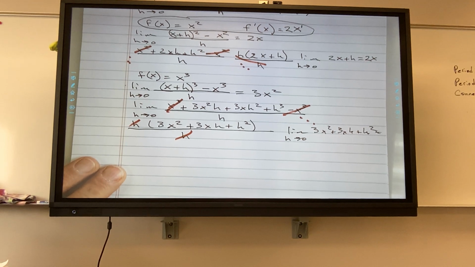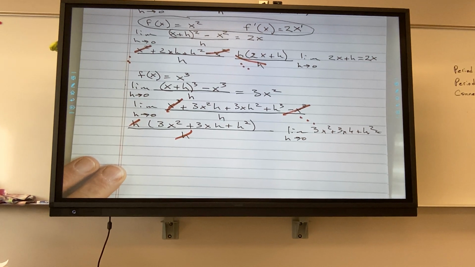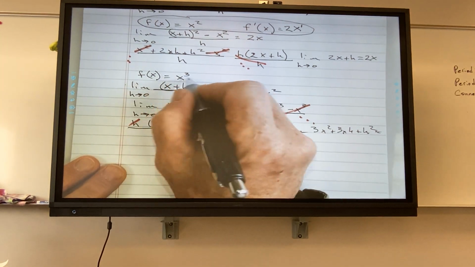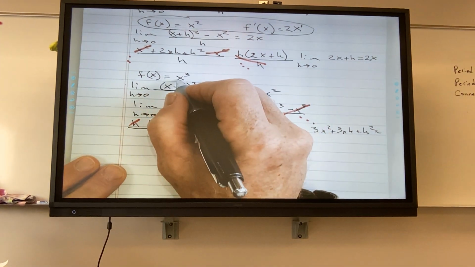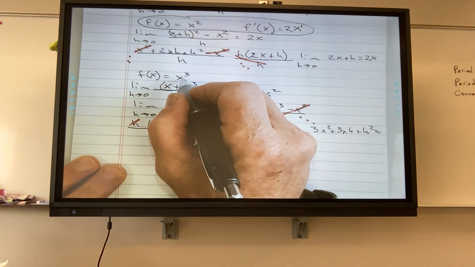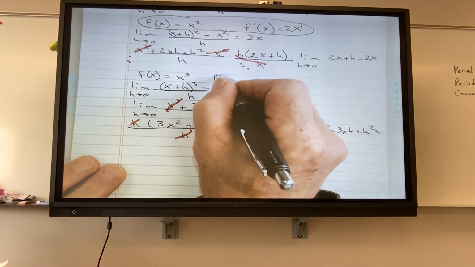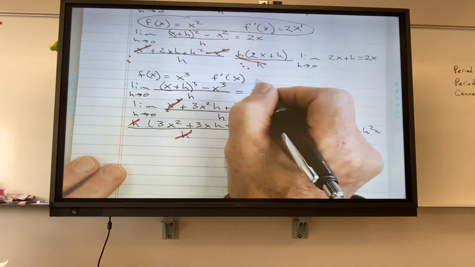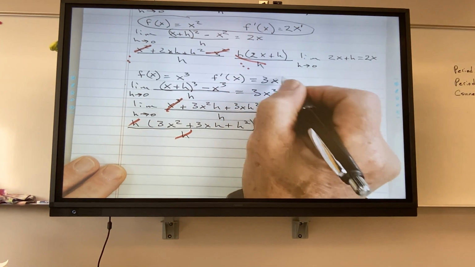Did I go too fast? So that means if f of x equals x cubed, its derivative is equal to 3x squared.